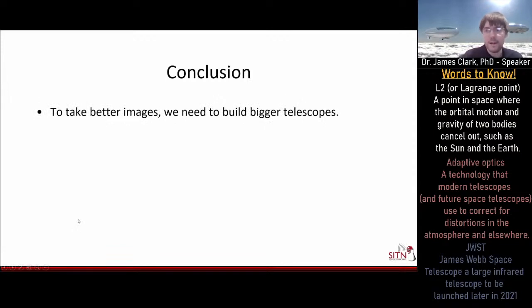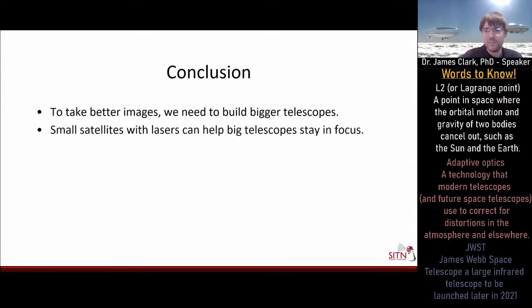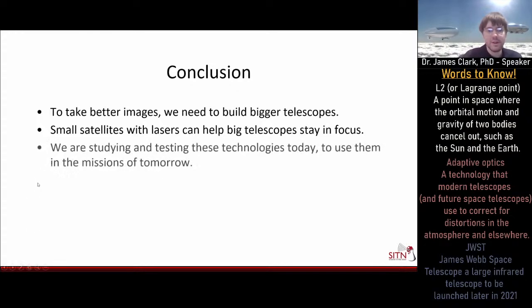So in conclusion, to take better images of the universe, we need to build bigger telescopes. And to help take those telescopes out of the world of the impossible into the world of the merely difficult, we can use small satellites with lasers to help keep them in focus. And we're studying and testing these technologies in precursor missions today so that we can use them in the major flagship missions of tomorrow.